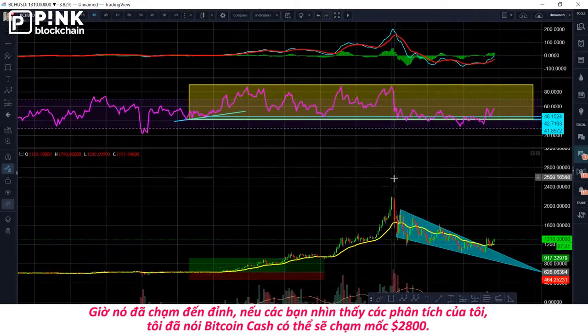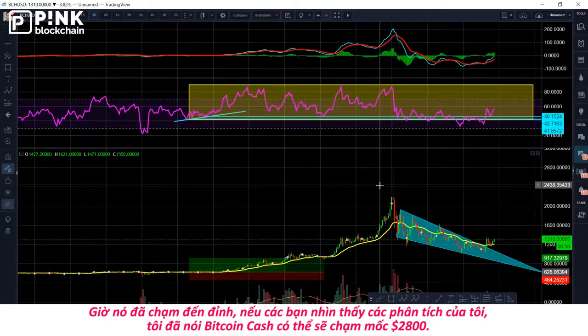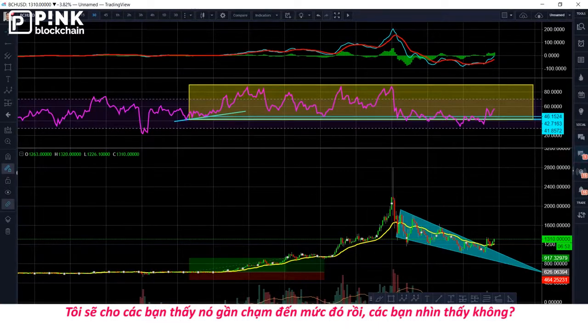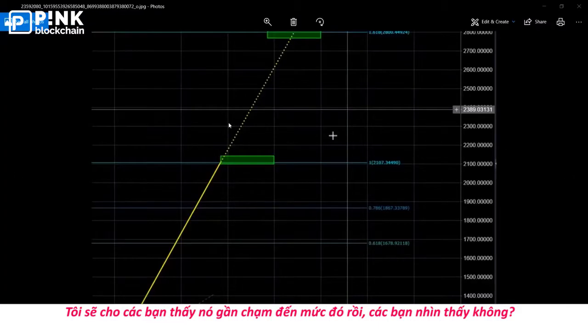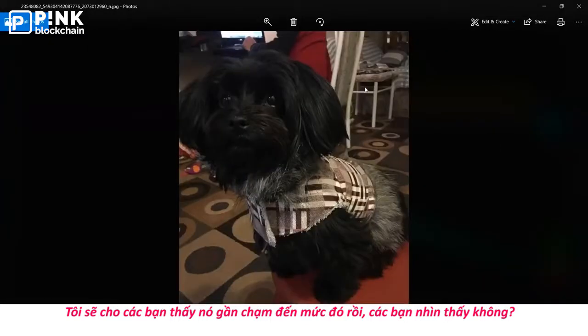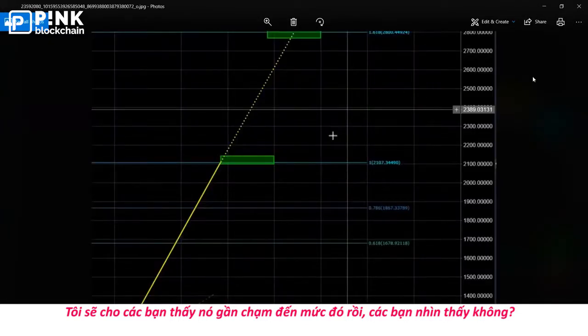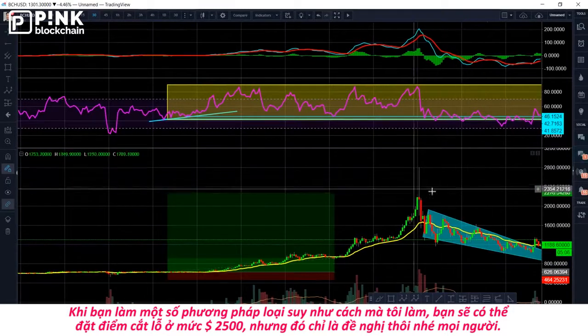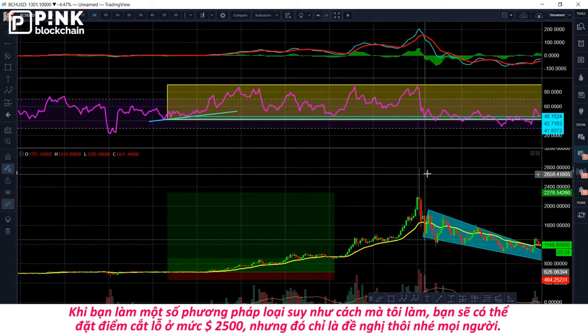Now, catching the top there, if you guys saw my analysis, where I literally said Bitcoin Cash would hit $2,800, which I'm going to show you guys really closely now. Just give me a second. You guys see this right here? Whoops. I don't know why it's shown like that. But that is my target box where I said it would hit $2,800 based on some crazy extrapolation that I did. If you did some extrapolation like how I did, you might have been able to set a stop loss at 2,500, but that's some advanced stuff, right?